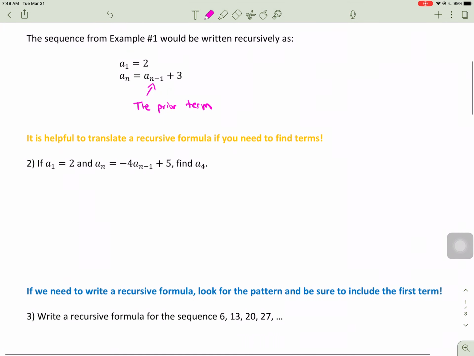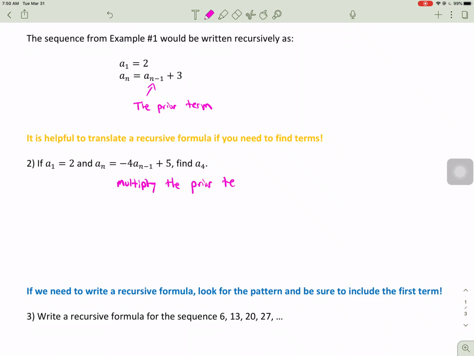So it's helpful to translate the recursive formula if you need to find terms. So if the first term is 2, and a sub n equals negative 4 times a sub n minus 1 plus 5, find a sub 4. The first thing, you can write this in a sentence. To find any term, multiply the prior term by negative 4, then add 5. That's what this is saying. Take the term before, multiply by negative 4, and then add 5.